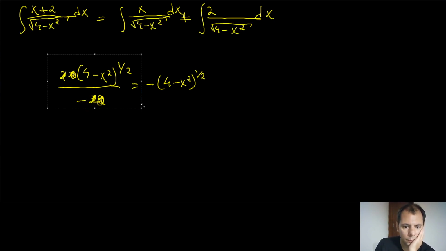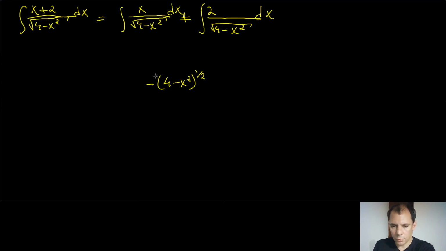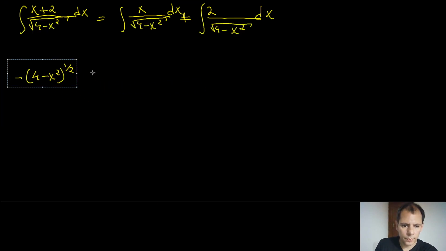I'm going to erase this in here, and I'm just going to do this. And then you've got a plus in here, and now you've got to worry about this one. So this 2, you can just put it outside here. So it's going to be 2 times, and then what do you have? dx divided by the square root of 4 minus x squared.